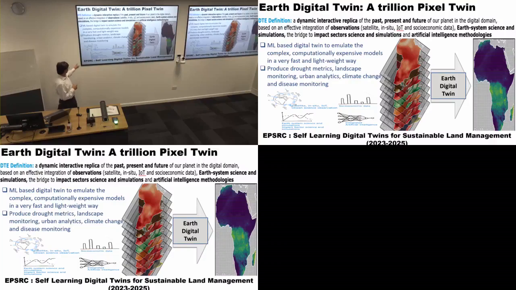So this is our EPSRC project, a self-learning digital twin for sustainable land management. This was one of the projects funded in the AI for Net Zero call, so probably you know that. Through Earth observation models, we have a lot of satellite data. There are a lot of sensors deployed, there's a lot of socioeconomic data, and obviously there are a lot of computational models. By combining those, we could create a digital twin. Obviously, the end goal is to create a digital twin of Earth.